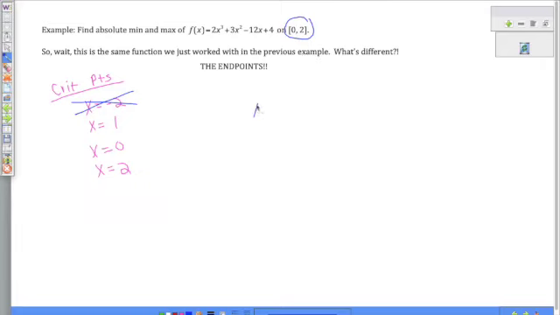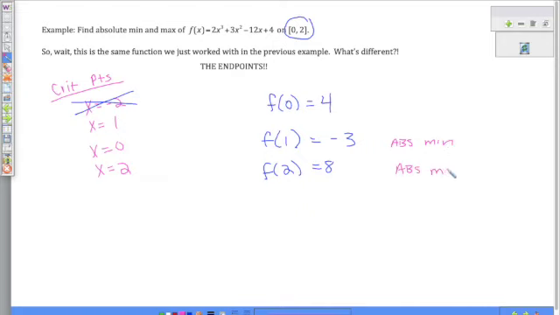Okay, so the only thing I have to check right now is f of 0. I love when I have to check 0 because it's always so easy to plug in. f of 1, which I think I found on the other page, didn't I? Yep, it was negative 3, so I'll put that in. And f of 2, which we had on the other page, which was 8, if I'm correct. Let me look. Yep, it was. So f of 0 is 4. I'm just plugging into the original function. So now I'm very easily able to see this is my absolute min on this interval, and this is my absolute max on this interval.